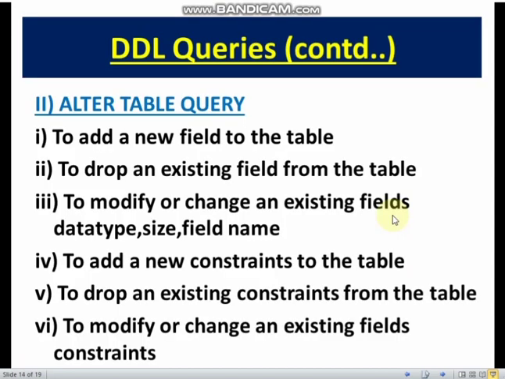So DDL queries, the next query we will learn is the alter table query. What we can do using alter table is we can add a new field to the table. See, we can add a new column. We are adding a column to the table. Suppose you want to add a column named address or maybe phone number in the table student, so you can do that. Suppose you want to drop an existing field from the table, that means you want to remove a field, so you will use drop. To modify, change an existing field's data type, size, field name.